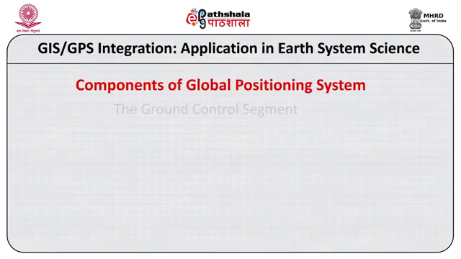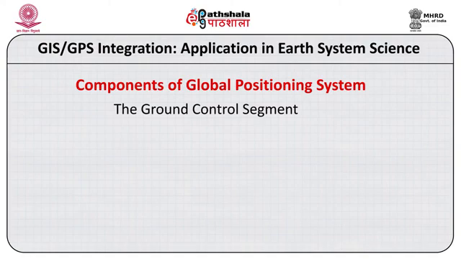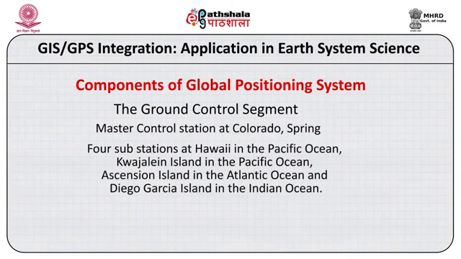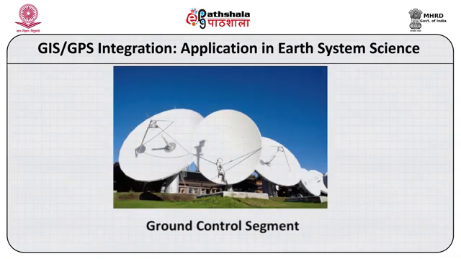The second important component or segment of GPS is the ground control system. There is one master ground control station at Falcon Air Base in Colorado and 4 substations located at Hawaiian Island in the Pacific Ocean, Kwajalein Island in the Pacific Ocean, Ascension Island in the Atlantic Ocean and Diego Garcia Island in the Indian Ocean. These 4 substations are used for transmitting the information back to the satellites.